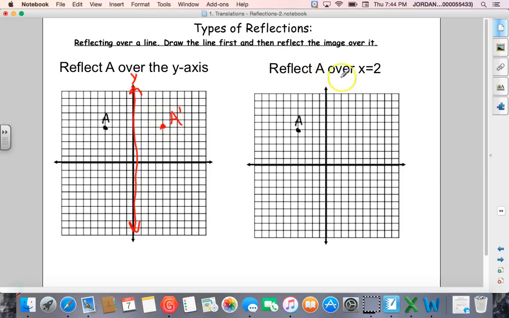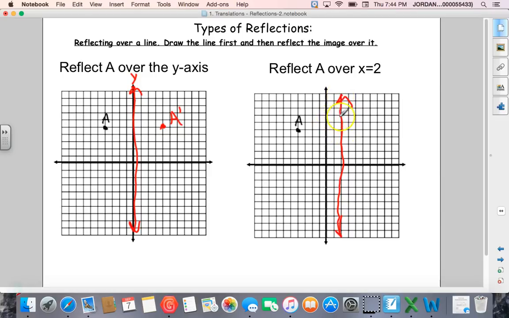Now this says reflect A over the line x equals 2. So this is a little bit different. It's not going to be the axis, it's going to be a line x equals 2. And as we remember from the slide a minute ago, x equals equations are vertical lines. So we're going to make a vertical line that crosses the x-axis at 2. Hopefully we can make a good one. Yeah, it's not too bad. Alright, so there is our x equals 2 line.